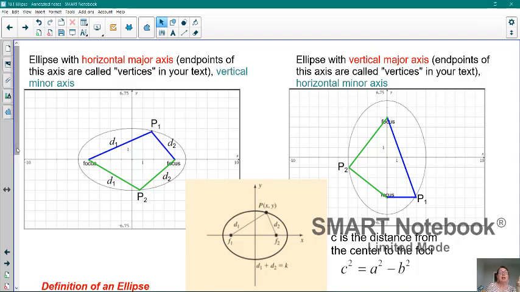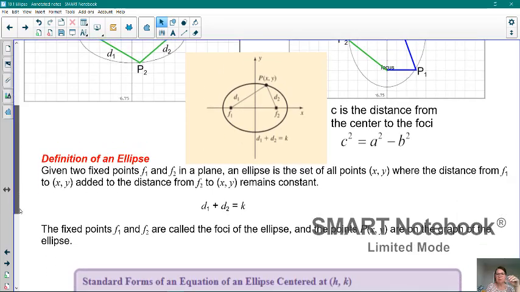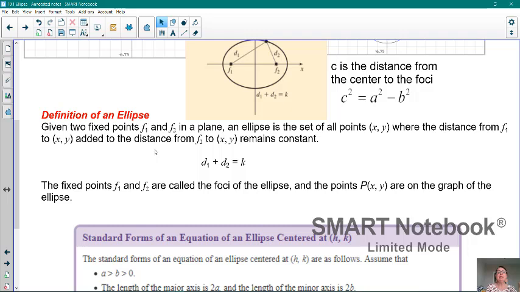So I'm going to be kind of moving around this slide a little bit, so bear with me and follow along. So here's the definition of an ellipse, and I'm not going to read it. It would sound like Charlie Brown's teacher, so I encourage you to pause the video and read that. All right, now that you're back.